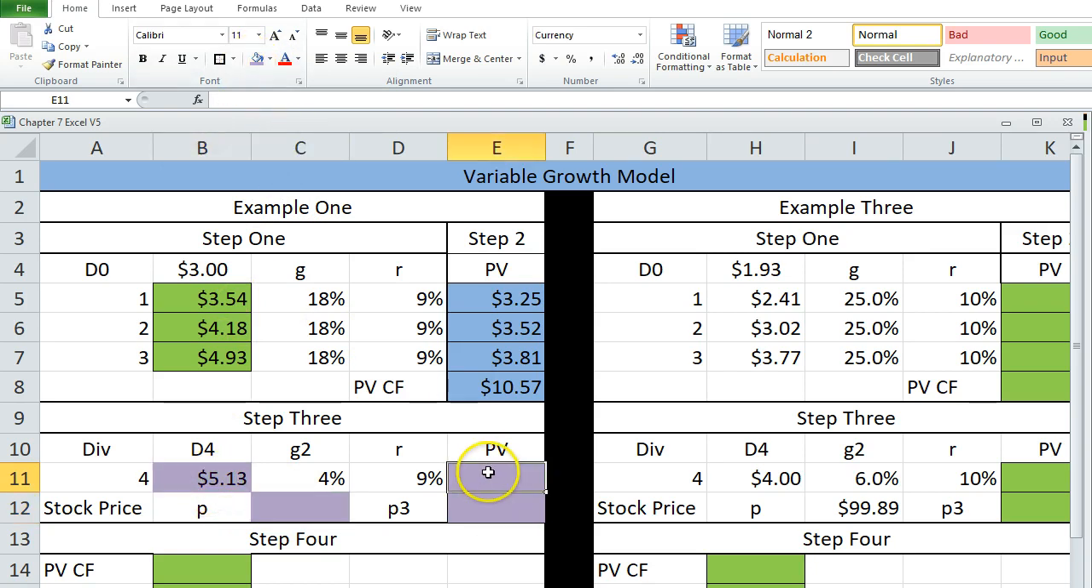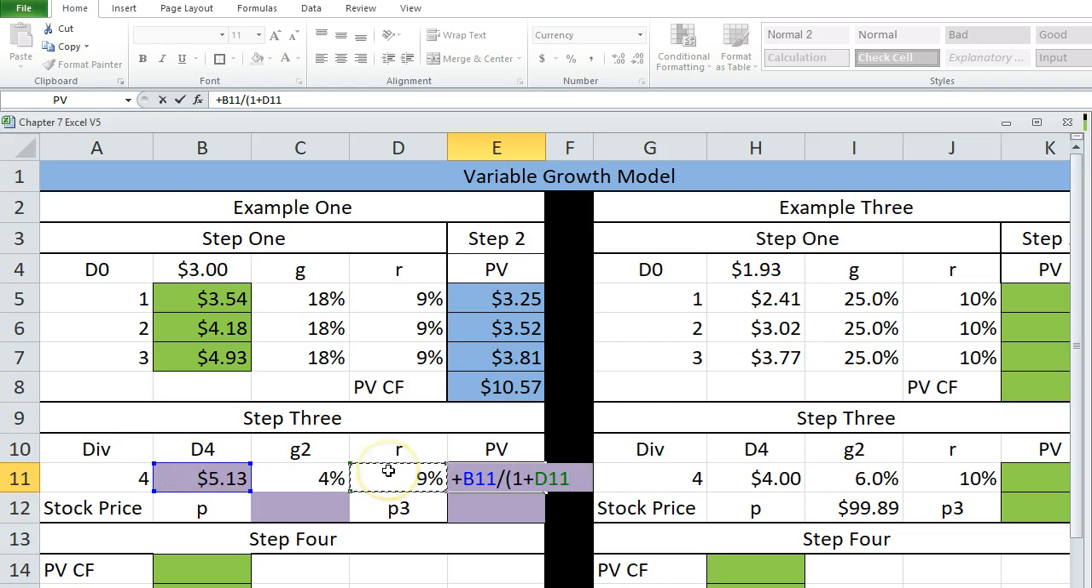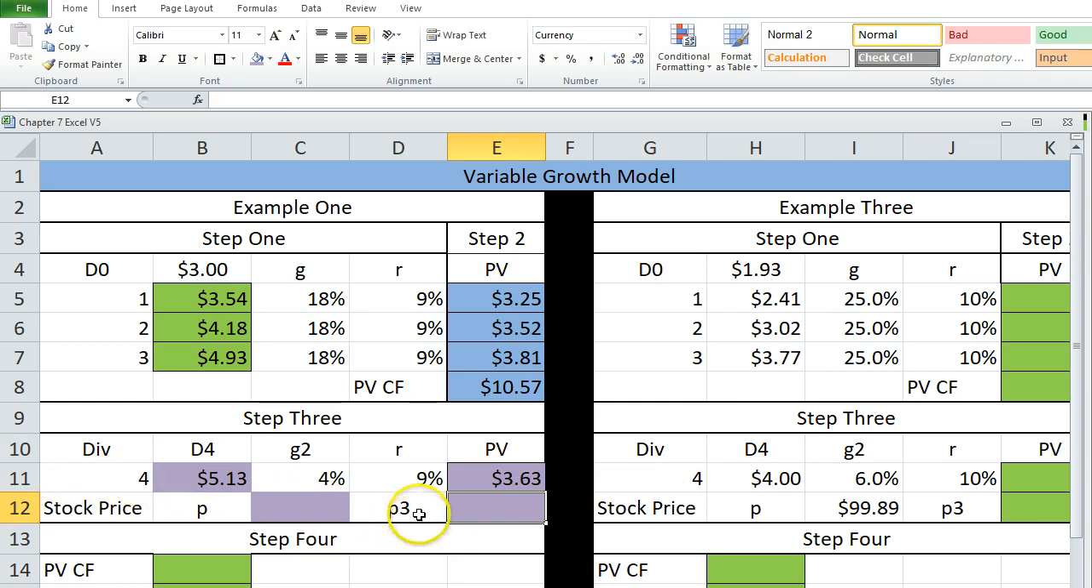Okay, so I want to calculate the present value, and again I'm going to take this and divide it by 1 plus the required rate of return to the exponent of the dividend year, which is 4. So we get 363 as the present value.